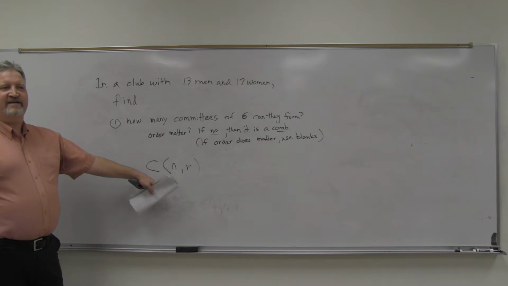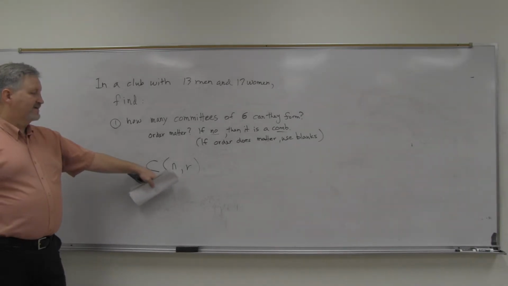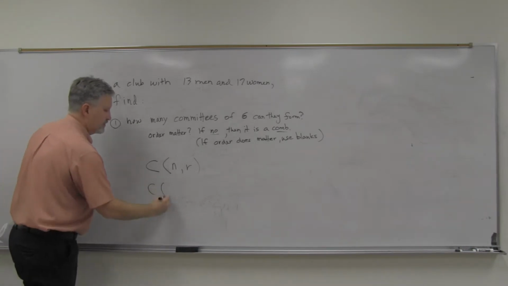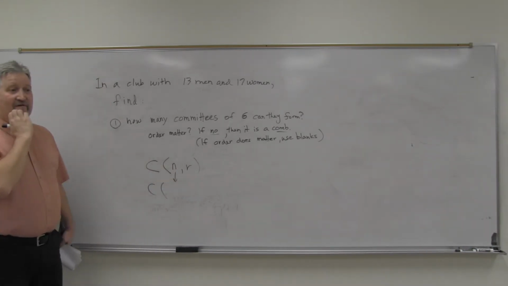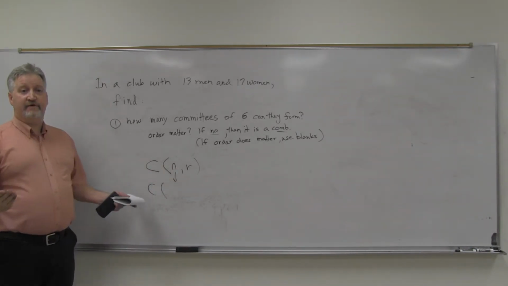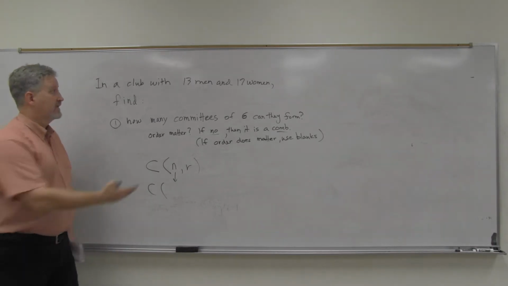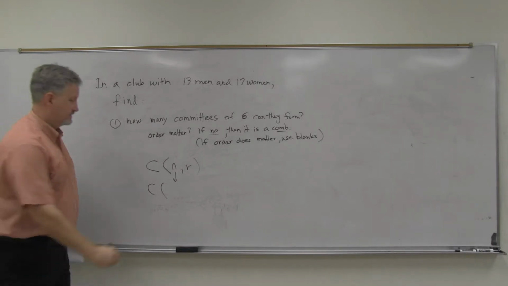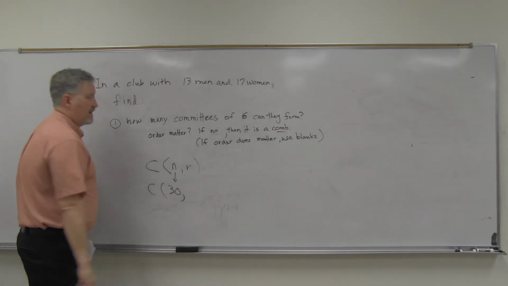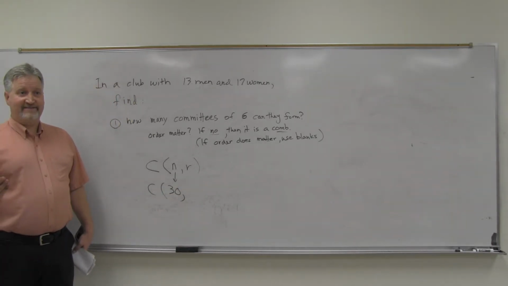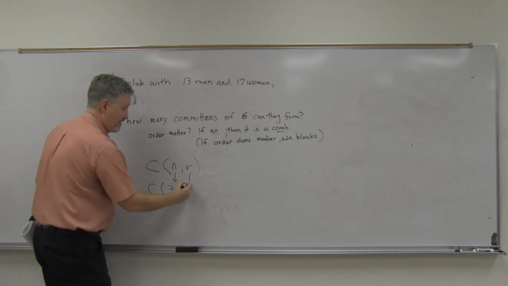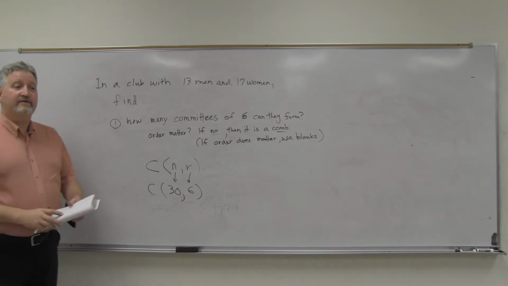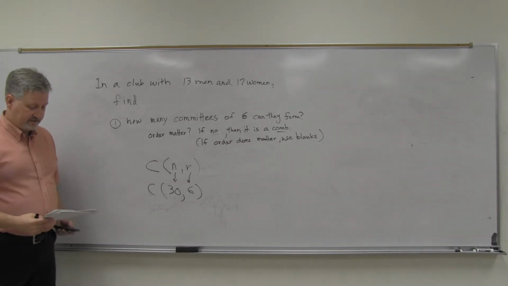nCr, what is the n again? The total number there are to choose from. How many people do I have to choose from? Well, I got 13 men and 17 women. I got 30 people. I want a committee of 6, so I want r = 6, right? So combination 30, 6.